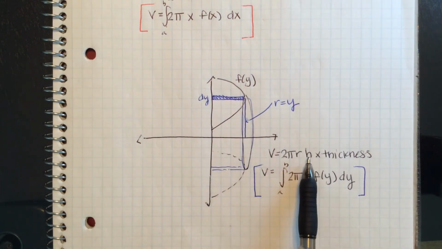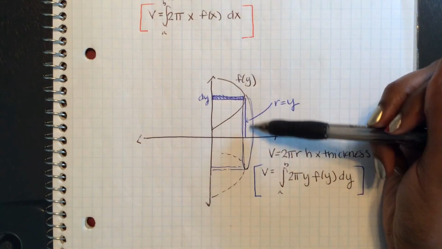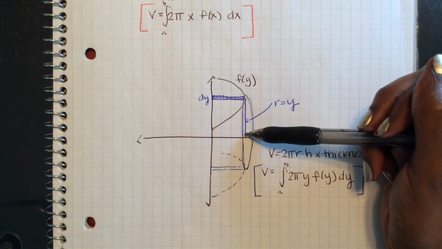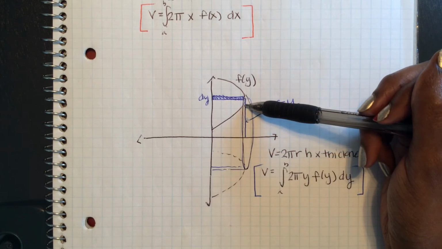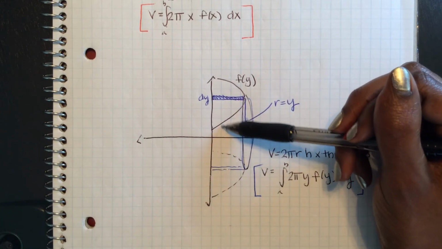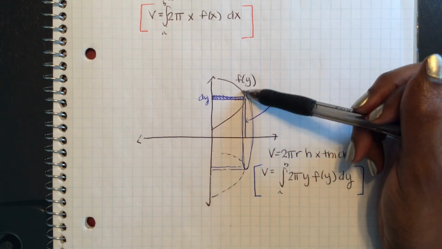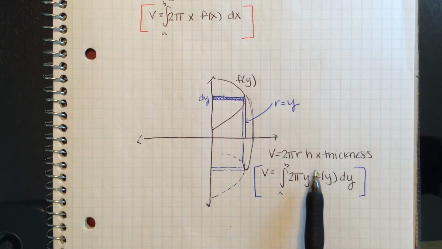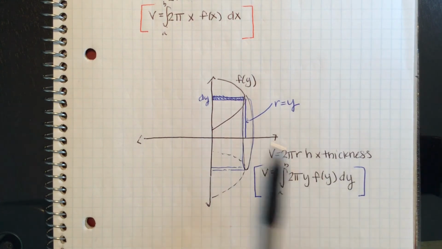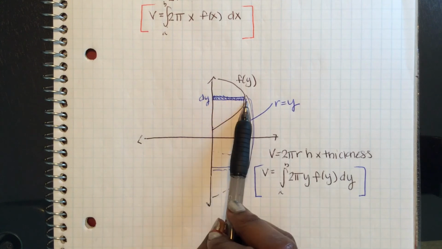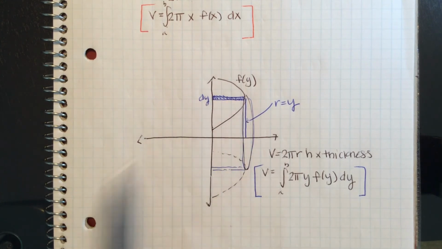So 2 pi rh multiplied by the thickness. In this instance, my radius is going to be a constant change in y. It's going to change my y values all the way up. And then the height of my Riemann sum is f of y, and the thickness is dy.